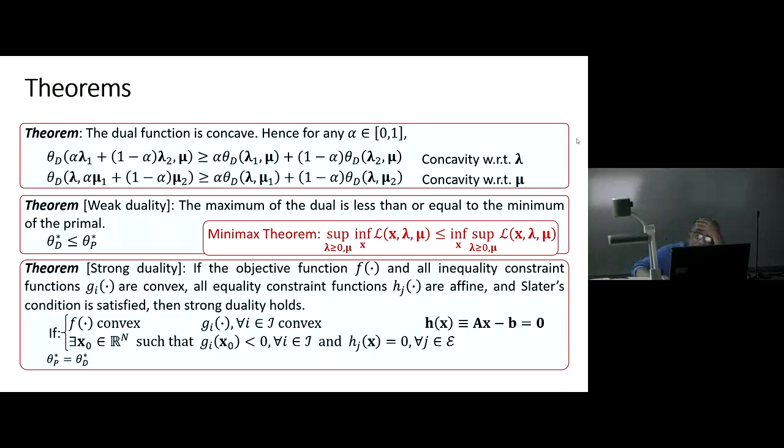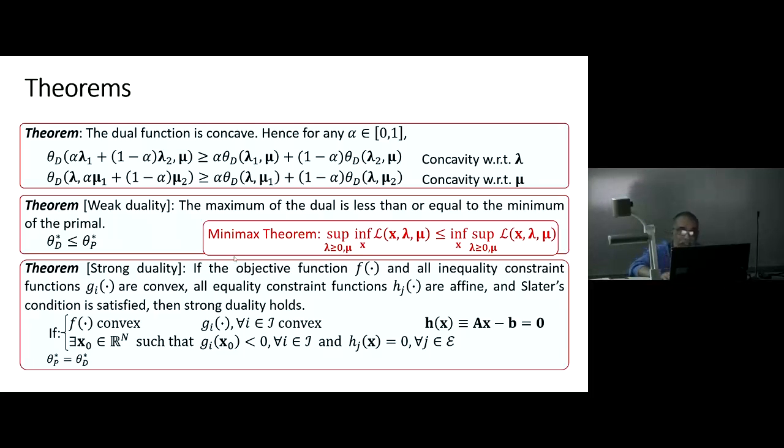What are Slater's conditions? Slater's conditions are this. There exists some x naught such that gi of x naught is strictly less than 0, and hj of x is equal to 0. So it satisfies all the constraints. So x naught is a valid solution. It satisfies all the constraints, and the gi of x is being strictly satisfied. In other words, each inequality constraint gi is inactive.